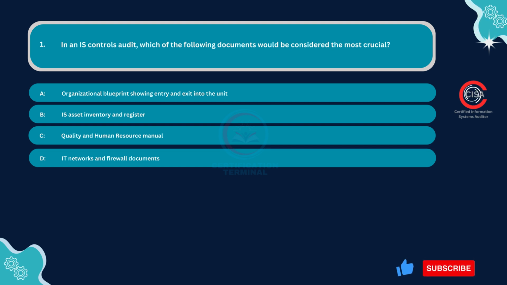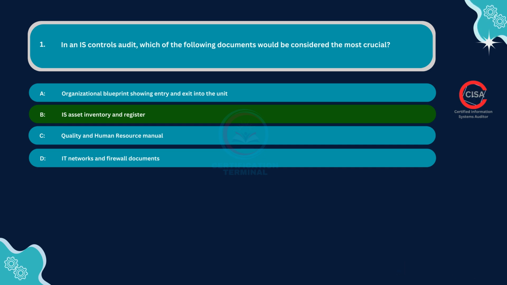The correct answer is Option B, IS asset inventory and register. In an IS controls audit, an IS asset inventory and register are crucial documents. They provide comprehensive information about the organization's information systems, including hardware, software, data, and other assets. This inventory helps auditors identify and assess the effectiveness of controls in place to protect these assets from unauthorized access, loss, or damage.